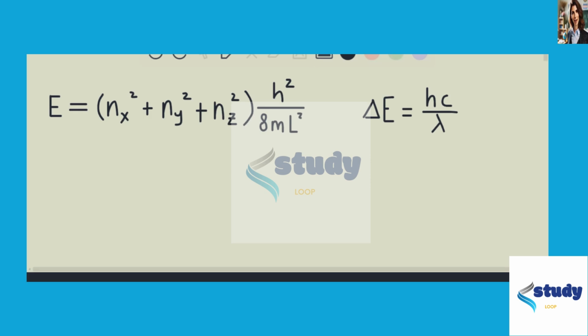We'll be using the concept of the particle in the box to find the energy of the photon that is released in a transition between two energy levels that are given here.